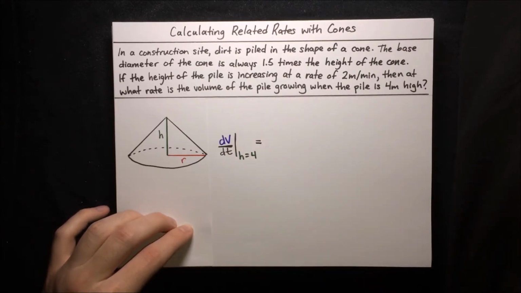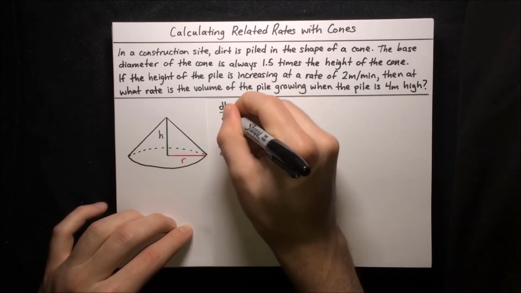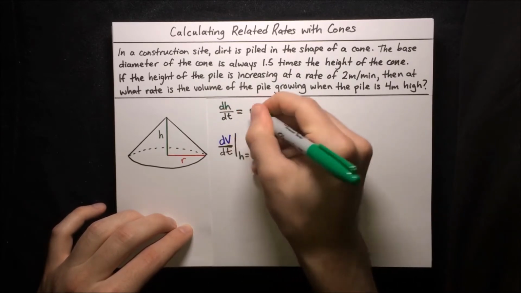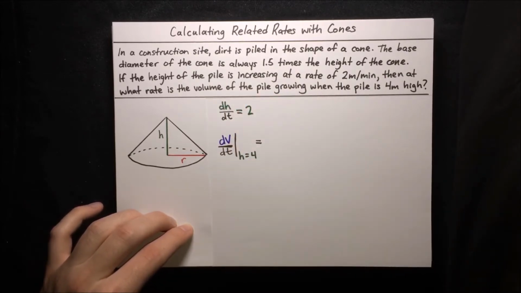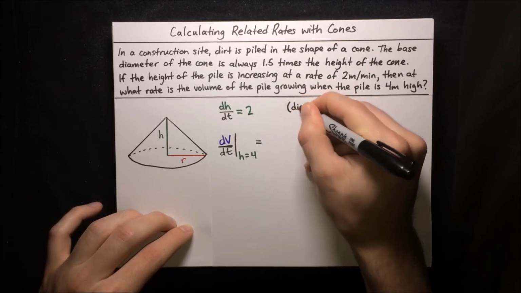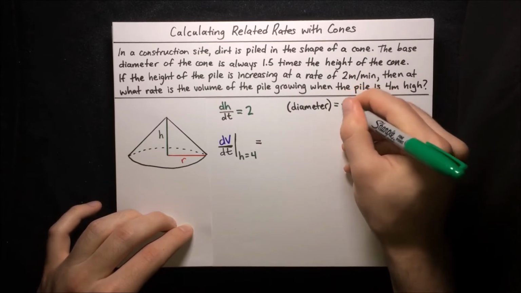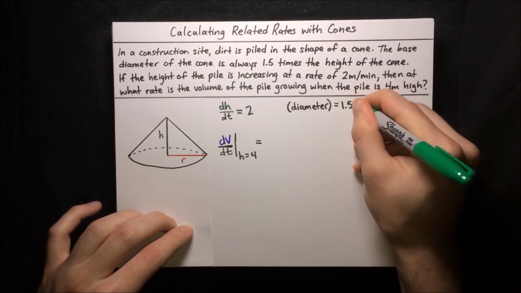But before we get into that, is there any other information we're given in the problem? Well, we're also told that the height of the pile is increasing at the rate of 2 meters per minute. So that means that dh/dt is equal to 2. And what other information are we given? Well, we're also told that the base diameter of the cone is always 1.5 times the height of the cone. So let's write that down here. Diameter equals 1.5 times the height h.